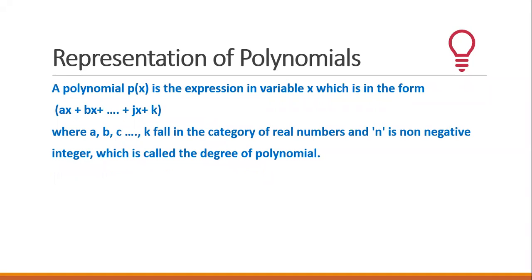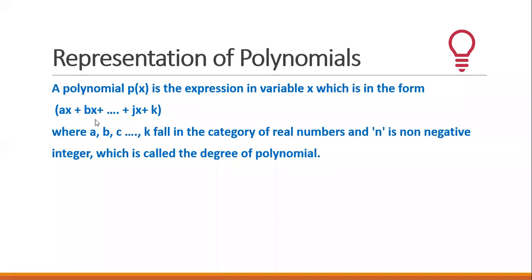To represent a polynomial, first of all, I should know what a polynomial is, right? So a polynomial is an expression in which variable x is in the form of ax plus bx plus, and of course there can be some raised to power n also, plus jx plus k, where a, b, c, k fall in the category of real numbers, and n is a non-negative integer, which is called the degree of the polynomial. So basically, x raised to n will be there, so it can be a x raised to n and b x raised to n, something like that.